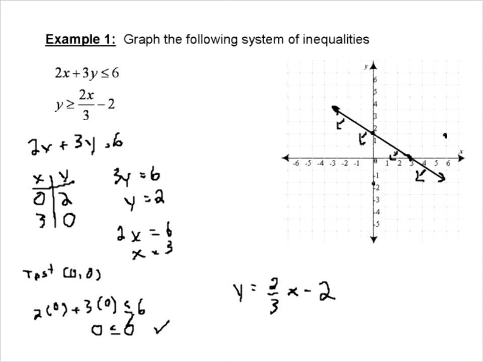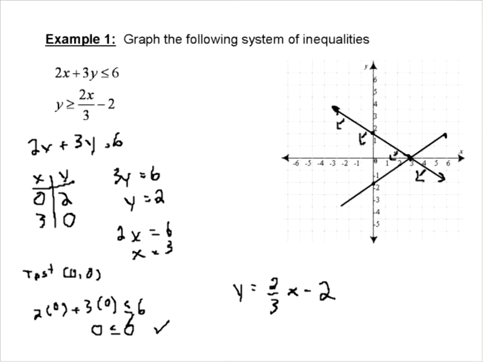Now, remember, when we're dealing with inequalities, we always have to be careful about what type of line this inequality is. This one is equal to. This one is equal to. So what that means is if they're equal to each other, we want a solid line. So we're going to draw in a solid line.